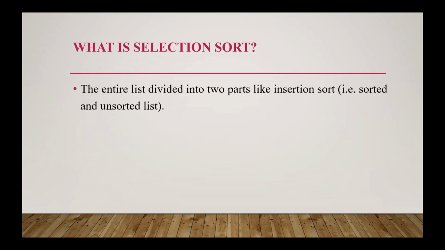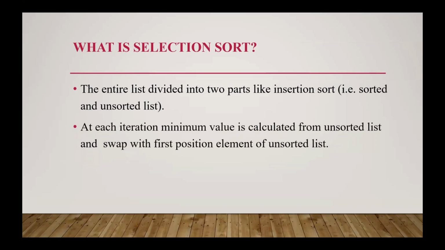So here what happens: the entire list is divided into two parts, like the insertion sort. The first one is the sorted list, the other one is the unsorted list. At each and every iteration, the minimum value from the unsorted list is found and swapped with the first position of the unsorted list. It means we store the minimum value from the unsorted list into its proper position, that is the first position, and the process continues until the entire list is sorted, or the end of the list. If you traverse to the end of the list, automatically the array is sorted.